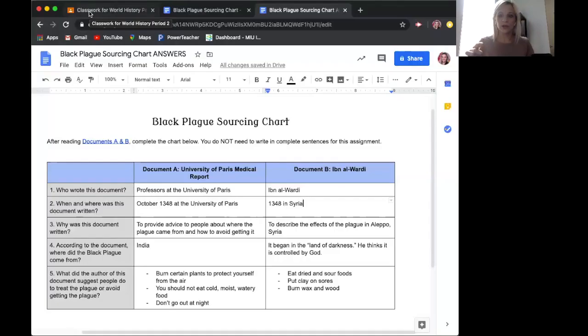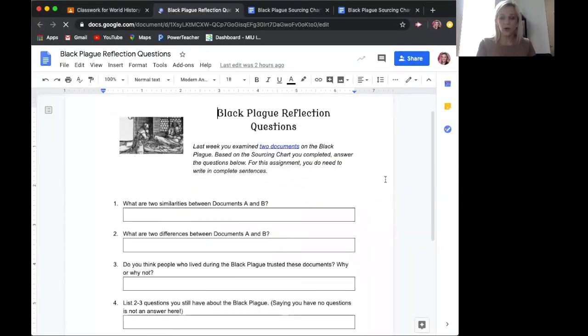I'm going to include this as an attachment on this announcement so that you can look at this more yourself if you need to. For today's assignment, you are going to be using that sourcing chart to answer 5 reflection questions. Make sure that you are writing in complete sentences for this assignment. I know you didn't have to for the sourcing chart, but for this, complete sentences, please.